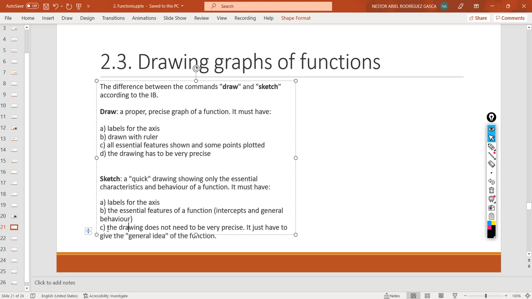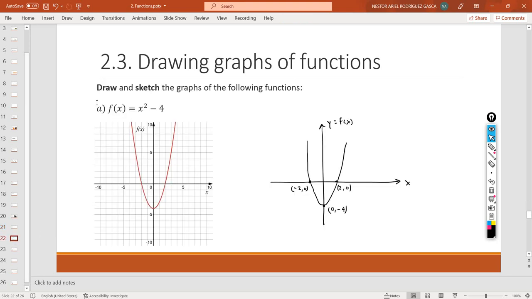And C, the drawing pertaining to the sketch does not need to be very precise. Maybe I should be very clear here: the sketch does not need to be very precise. It just has to give the general idea of the function. That's all, guys. Let me give you 2 examples.